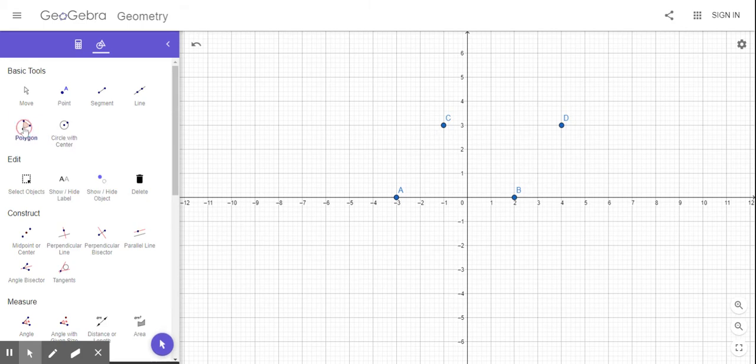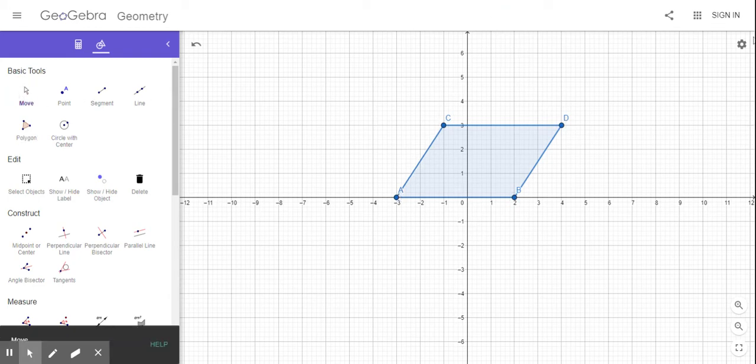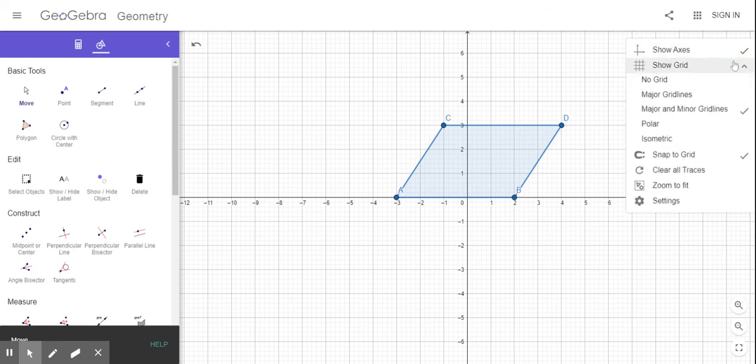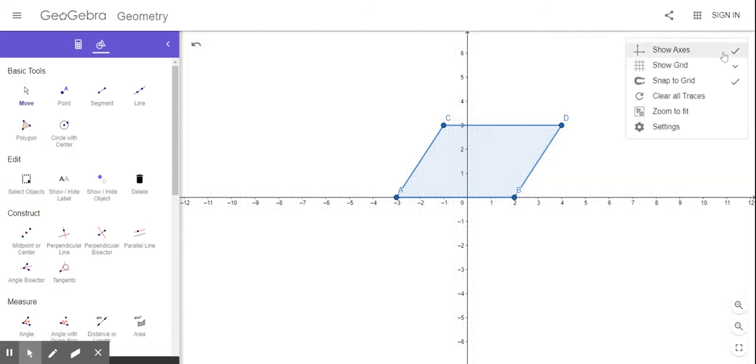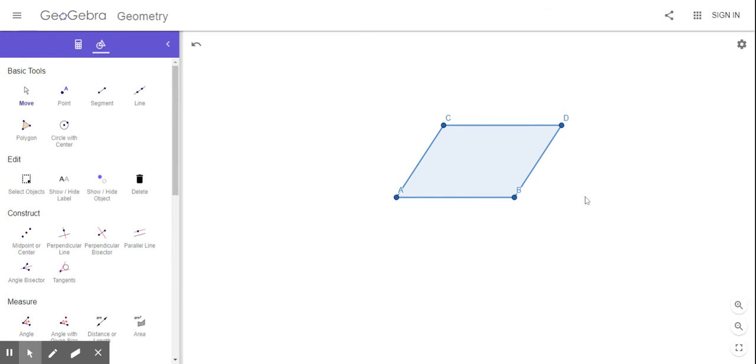So now I'm going to use this polygon tool and actually make the parallelogram. Okay, put that back on. Now I'm going to turn the grid off and turn the axes off. So now I have a parallelogram. So let me move the vertices so you can see. Okay. So the way I made it, it is a parallelogram.